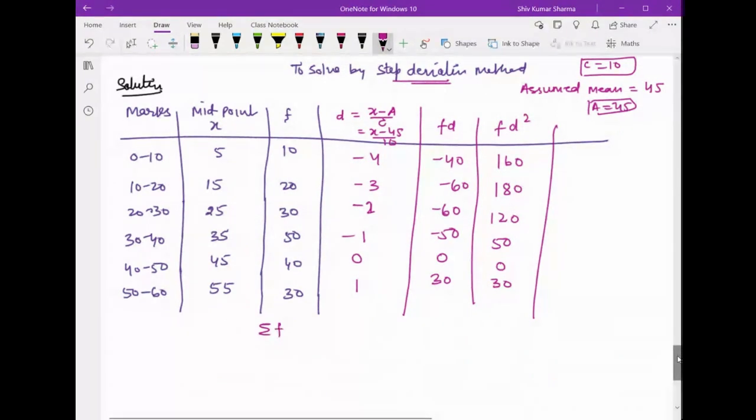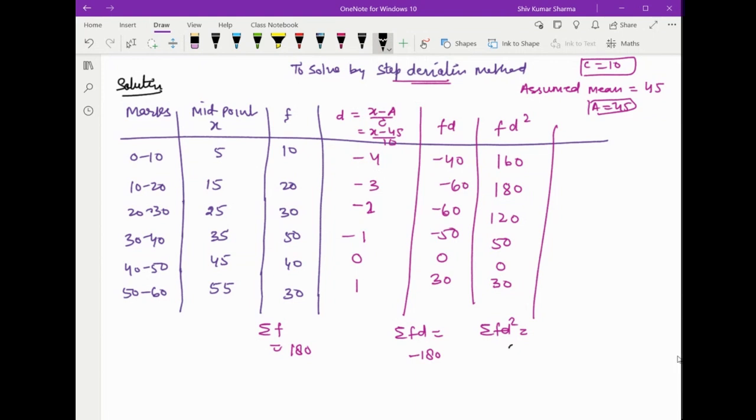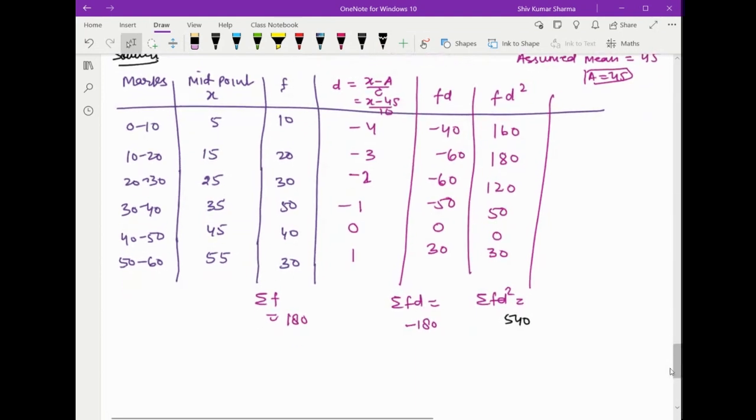We do the calculation: the summation of f, the sum of fd, and the sum of fd square. What is the value of this? 180, very good. Second, minus 180. And the third one, 540, very good. So this is 540. Now first we calculate the mean.